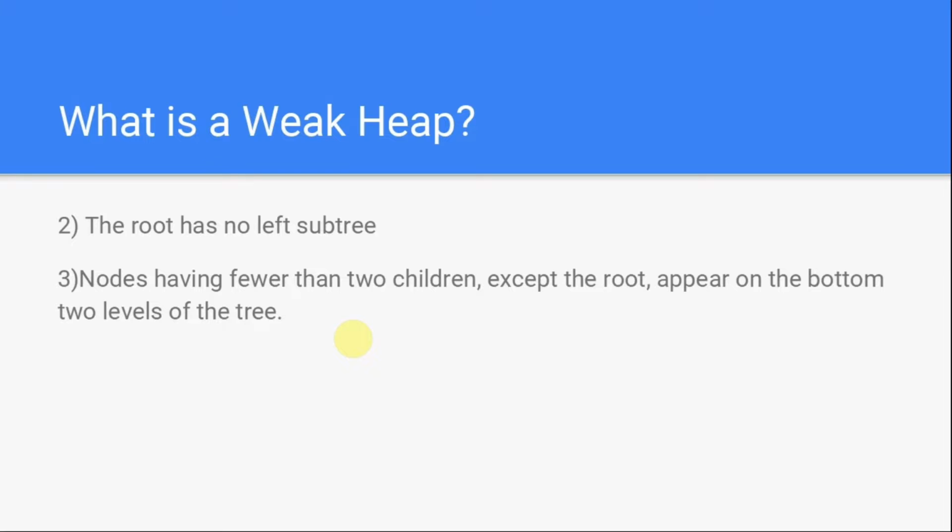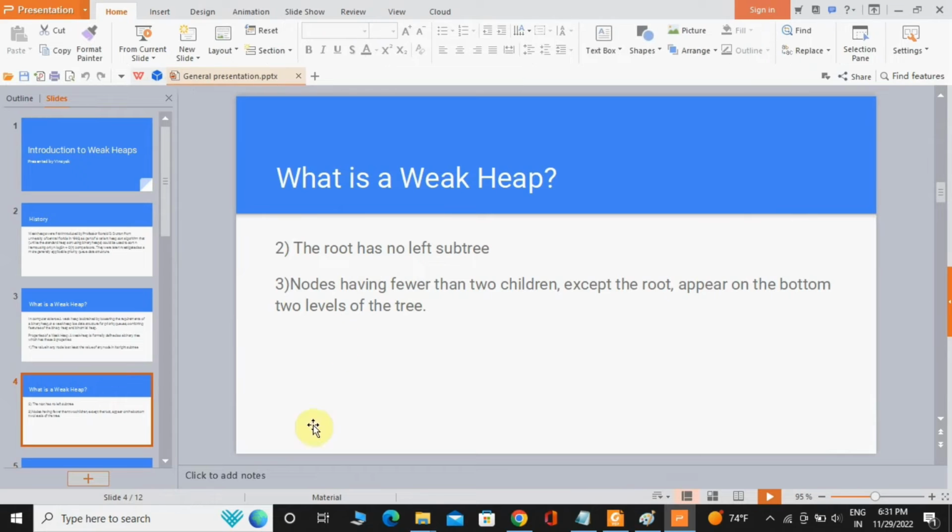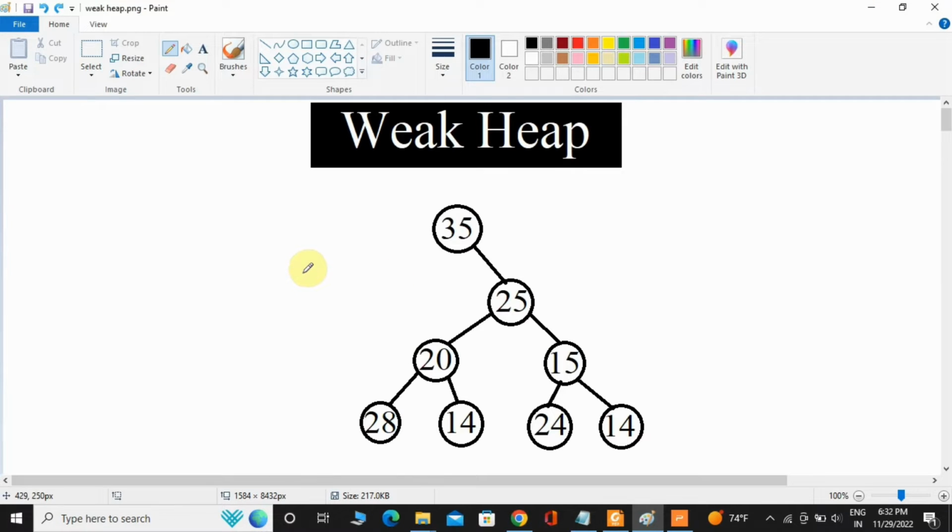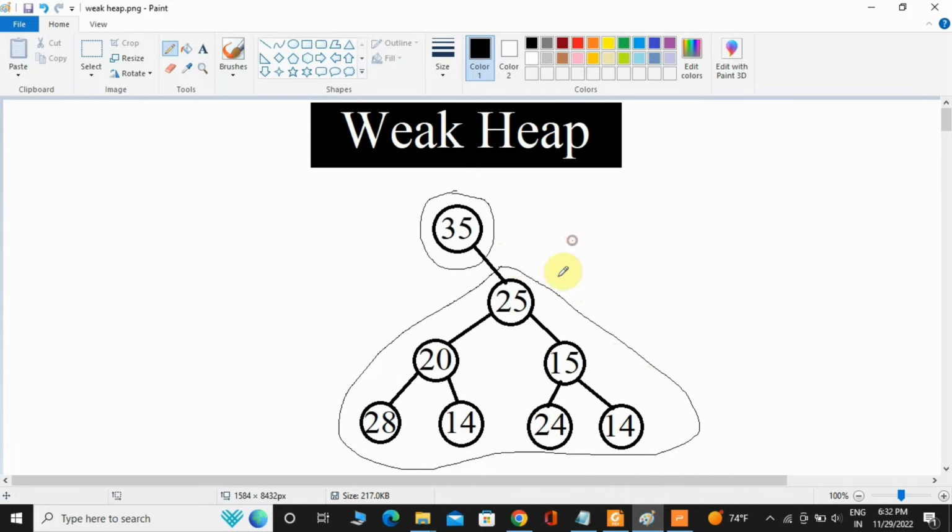And now finally, the third property is nodes having fewer than two children, except the root node, appear on the bottom two levels of the tree. Alright, now let us take a look at how a typical weak heap looks like. So here we can see this is how a weak heap looks like. Here the root value is greater than or equal to the values which are present in the right subtree. So this is satisfying the first property.